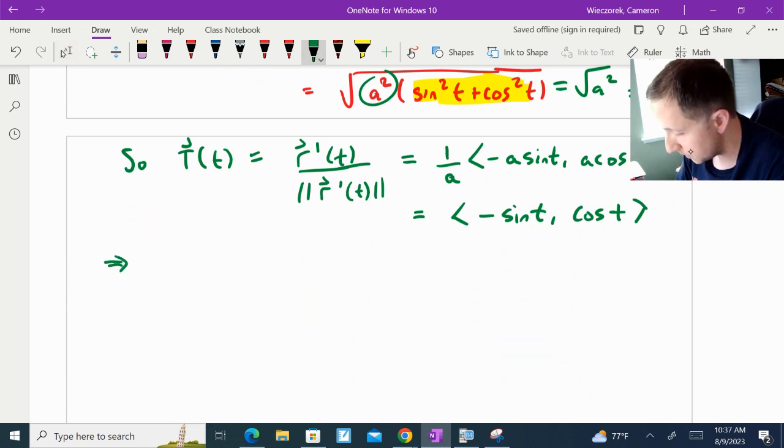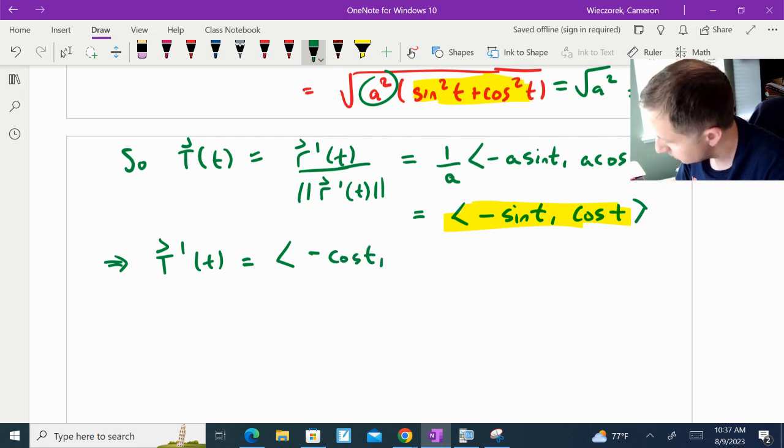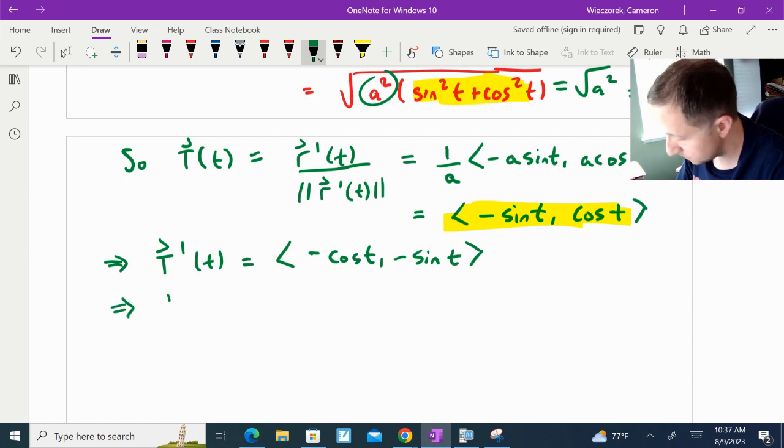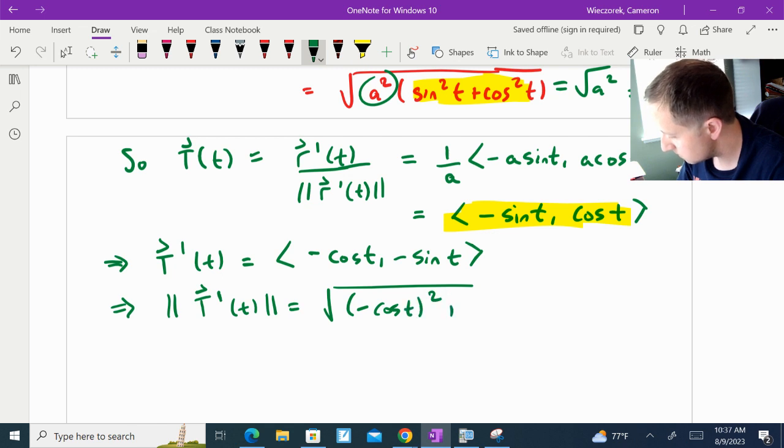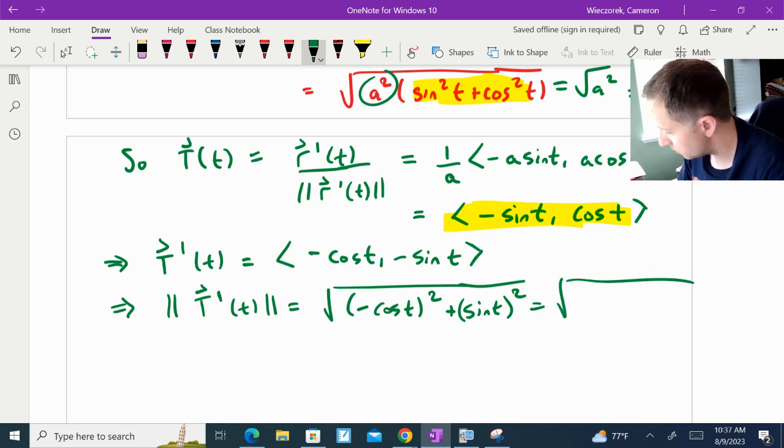So this implies that T prime of T, if we take the derivative of this result that we just found, the derivative of that unit tangent vector would be negative cosine of T, negative sine of T. We need the magnitude. As I said, there's a lot of steps. The magnitude of that derivative of the unit tangent vector would be the sums of squares of those components. And as we've seen before, that gives us cosine squared T plus sine squared T, which is 1.